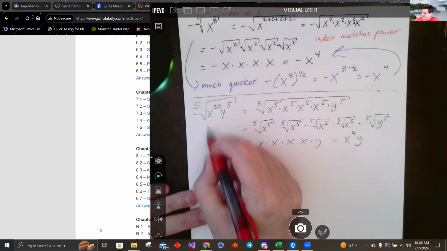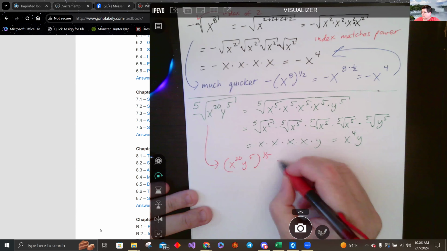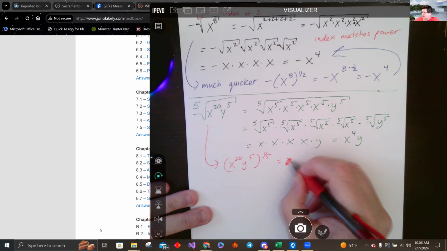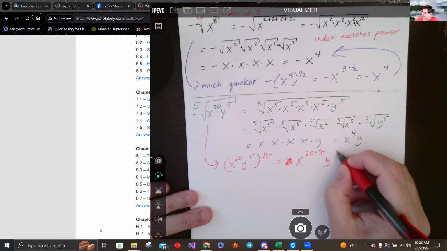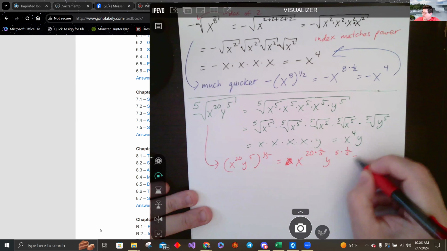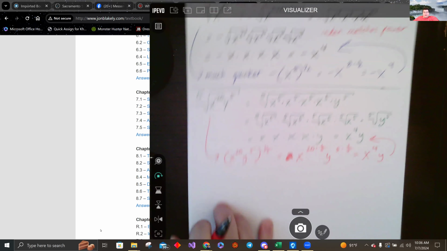The quicker way is treating this as a fraction. x to the 20 times 1 fifth, y to the 5 times 1 fifth, and we get x to the fourth y. Both methods work.